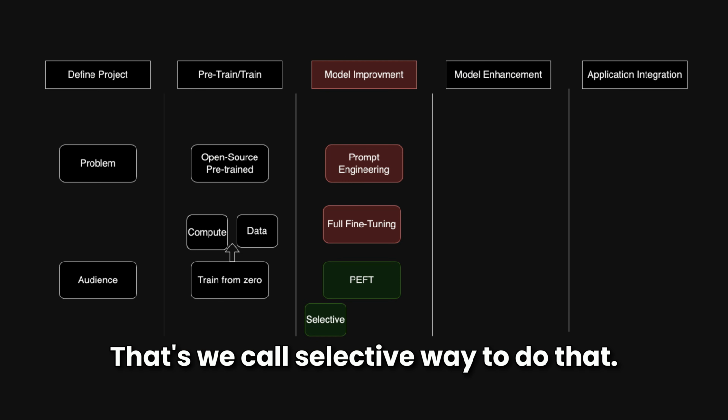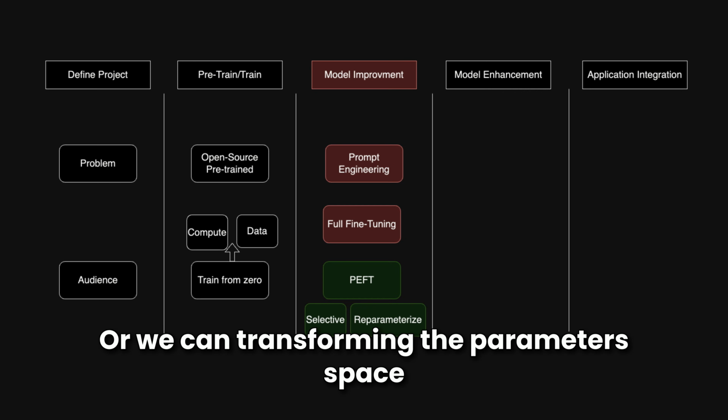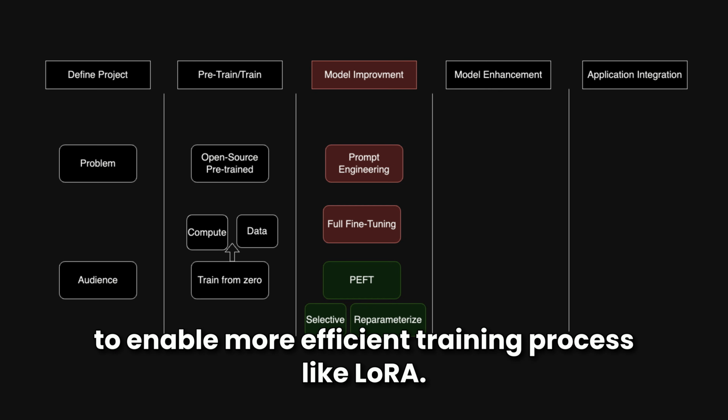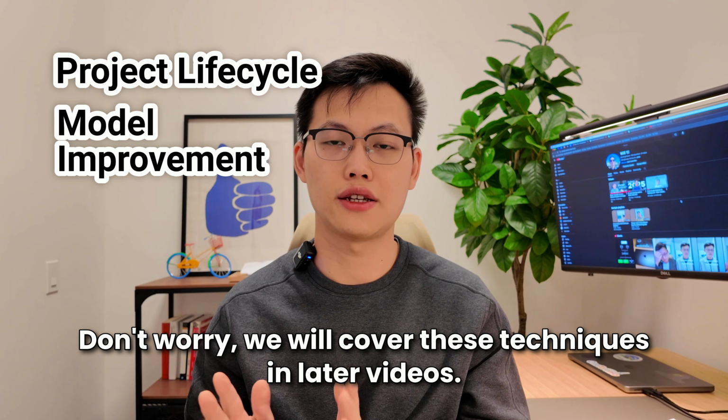That's what we call the selective way to do that. Or we can transform in the parameter space to enable a more efficient training process, like LoRA. Don't worry, we will cover these techniques in later videos.